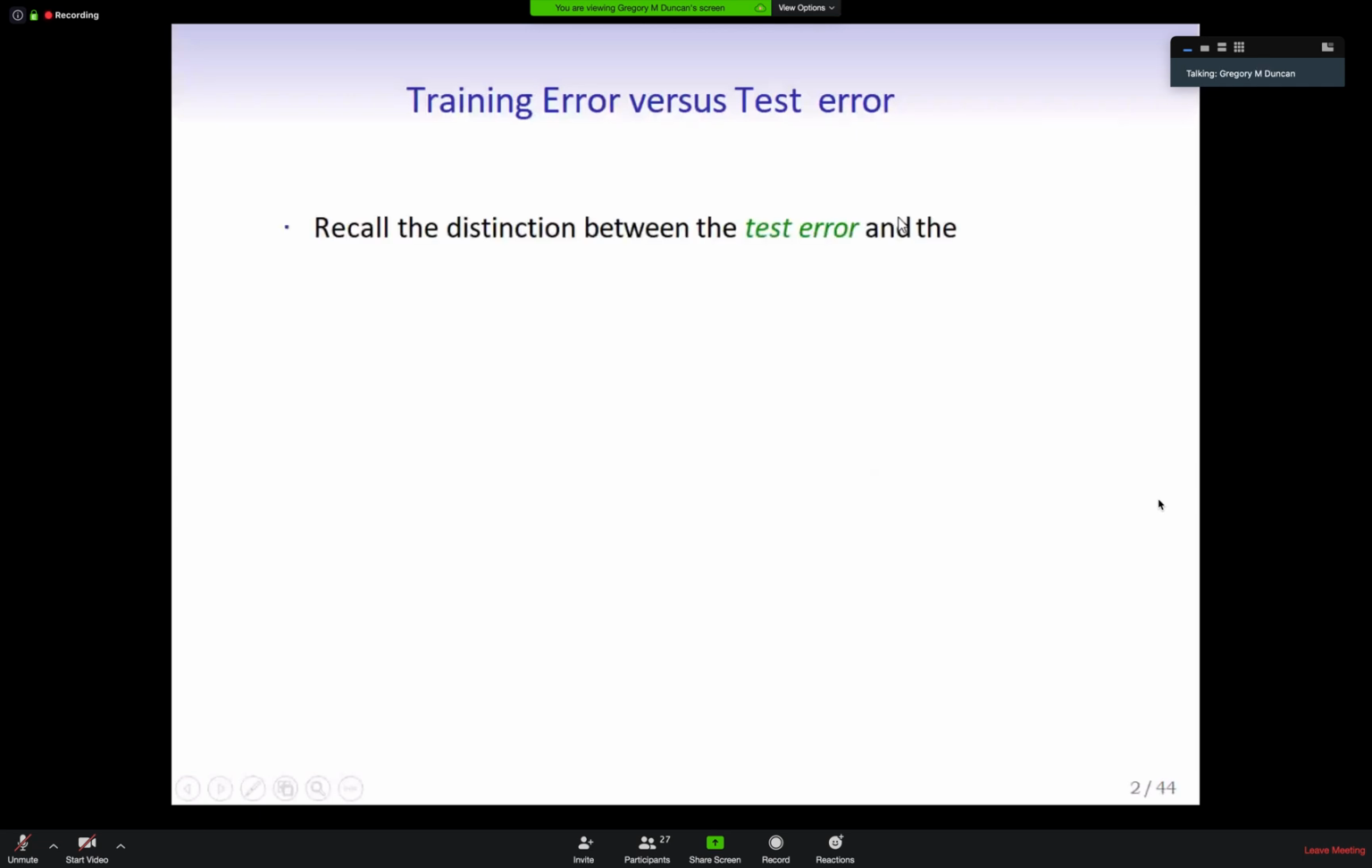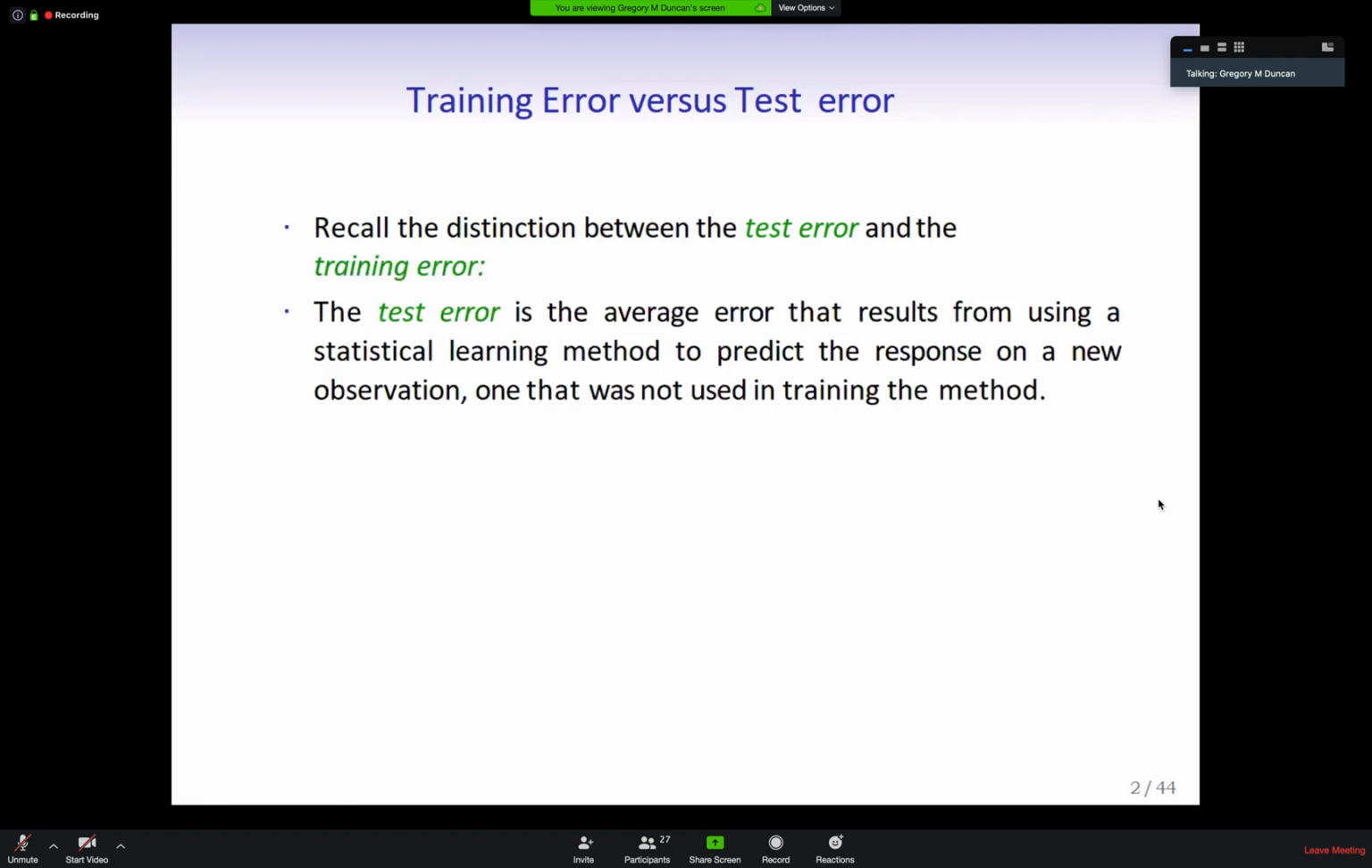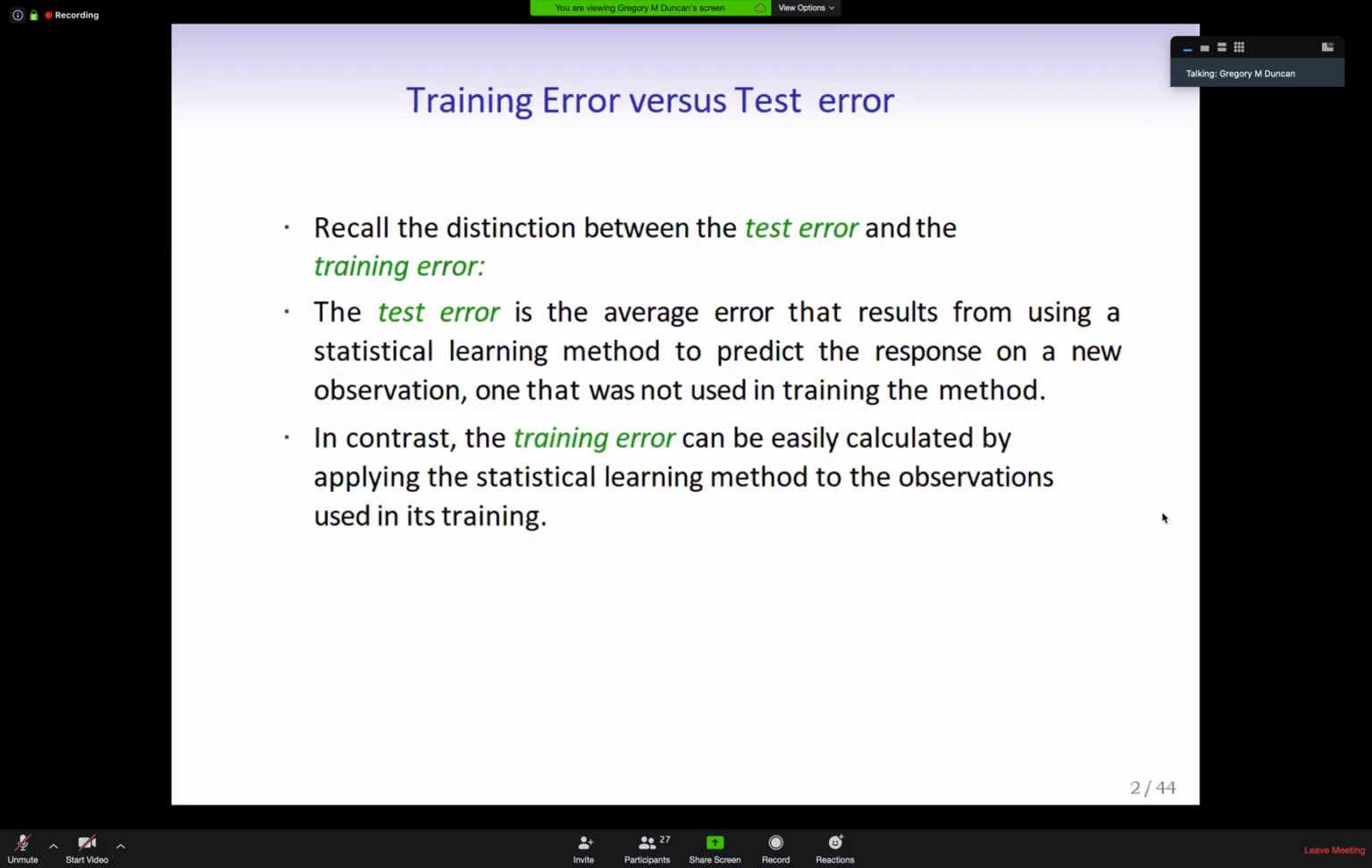So we've talked about training error versus test error. And recall the distinction between the test error and the training error. The test error is the average error that results from using a new statistical learning model to predict the response from a new observation, one that was not used in the training method. The training error is calculated by applying the statistical learning method to the observations that were used in training. So it's the out of sample.